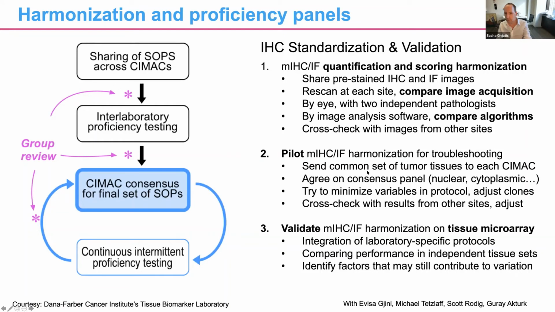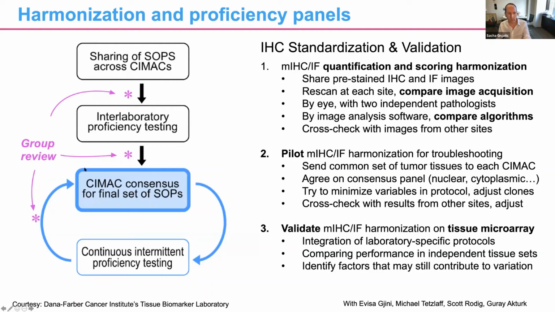So these two tumor tissues were sent again to each site to be able to agree on the consensus panel for staining that included nuclear marker, cytoplasmic, as well as membrane marker, and then try to minimize our variables as much as we can to adjust our algorithms once again and cross-check the results with the other sites. And once we had this done, we went into the full validation, now using a tissue microarray with a variety of different tumor types, to try to integrate each one of our protocols and compare our performance, and to still try to identify what contributes to variation in general, despite all these alignments.